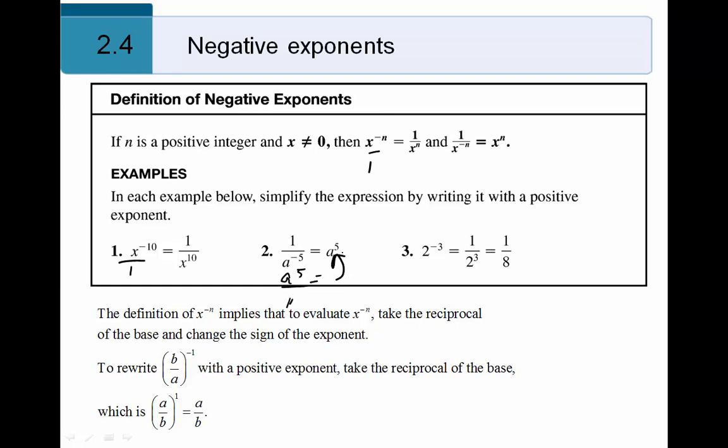2 to the negative third power, the reciprocal of 2 is 1 over 2. That makes your exponent positive. And then 2 cubed is equal to 8. Now notice what it says at the bottom right here. To write b over a to the negative first with a positive exponent, we're going to take the reciprocal of the base. So the reciprocal of b over a would be a over b. And a to the first power is a, and b to the first power is b. So you would just have a over b. Let's practice some more to help you understand this.